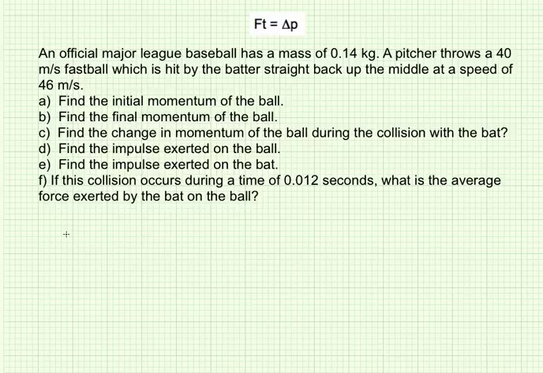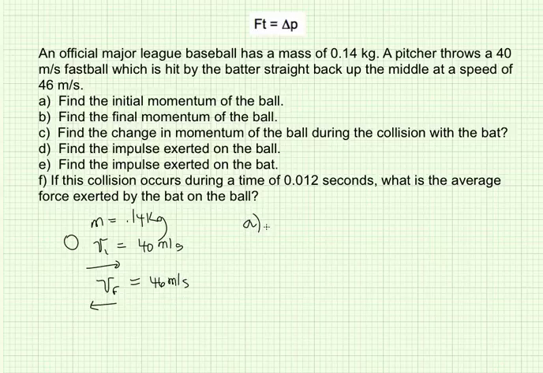All right, so let's do this question. What we have here is a baseball, and the mass of our baseball is 0.14 kilograms. The pitcher throws it, so the initial velocity is coming this way towards the batter, and let's say that it has a velocity of 40 meters per second. And then the batter hits it back. So let's say he hits it straight back with a velocity of 46 meters per second. Momentum is a vector, so direction counts.